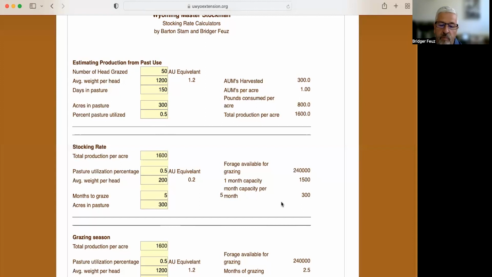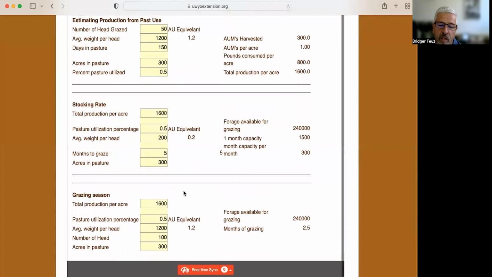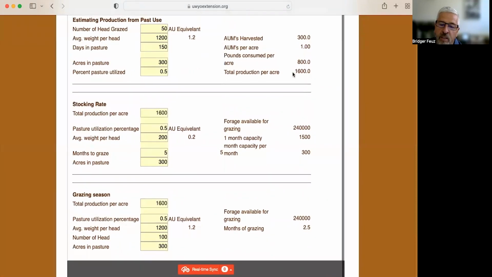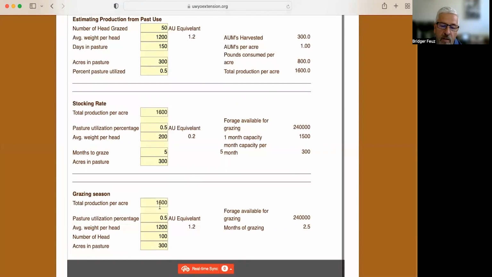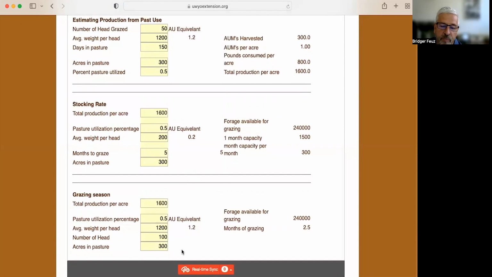We could have 1,500 ewes out there for 1 month, or we can have 300 ewes out there for 5 months. And then this last one is looking at, well, how long could animals be out there if you changed up some of the other parameters. So again, sticking with this same 1,600 pounds per acre, we enter that in our total production. Again, we're going to only use half.